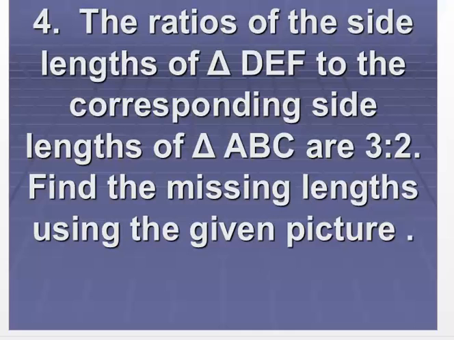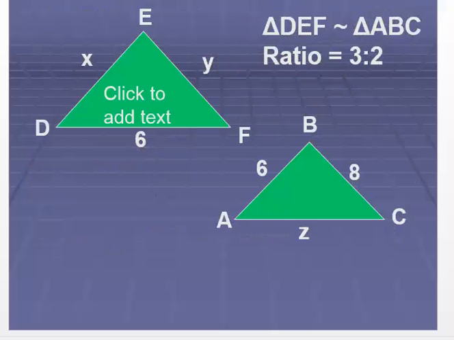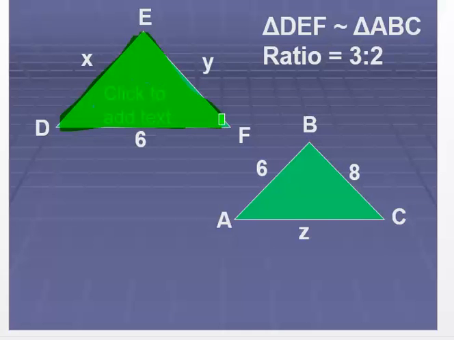Number 4, the ratios of the side lengths of triangle DEF to the corresponding side lengths of triangle ABC are 3 to 2. Find the missing lengths using the given picture. So I know that corresponding sides from DEF to ABC are 3 to 2. And that's what it says here. Triangle DEF is similar to triangle ABC. So they're the same shape and not the same size. That ratio is 3 to 2. So I know that a side length in triangle DEF is 3 parts and a side length in triangle ABC is 2 parts.